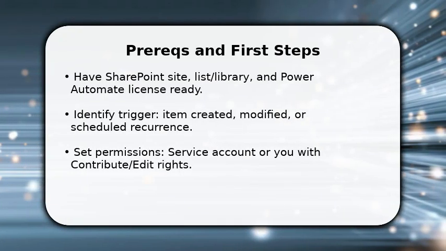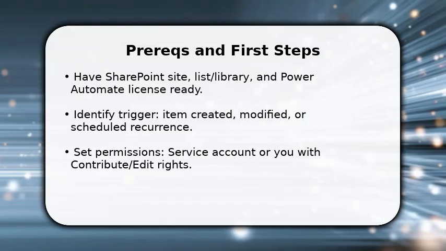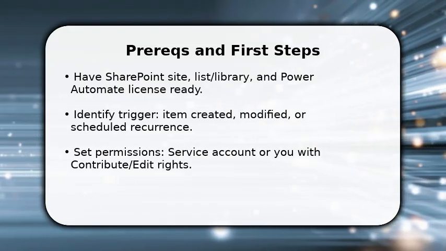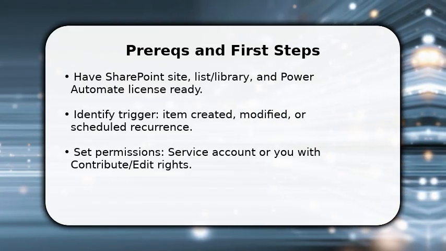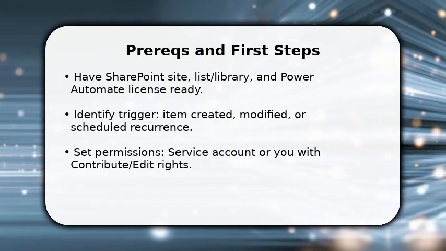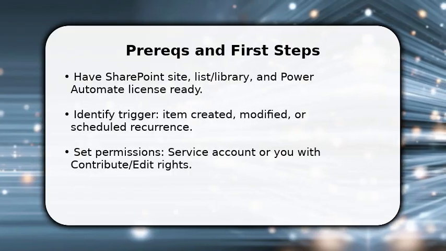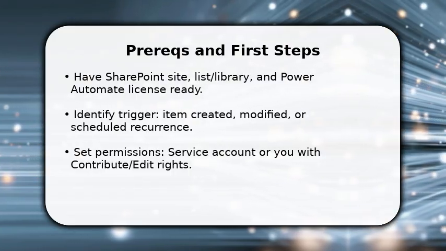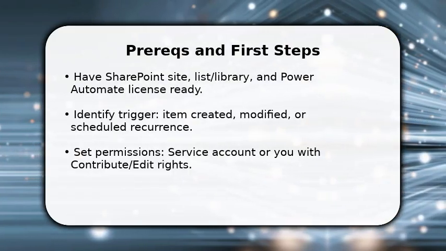You start by confirming prerequisites: a SharePoint site and list or library, plus Power Automate access. Next, create a new flow and choose the trigger, item created or modified, or a recurrence if you need polling. Once chosen, point the trigger to the exact site URL and list name.